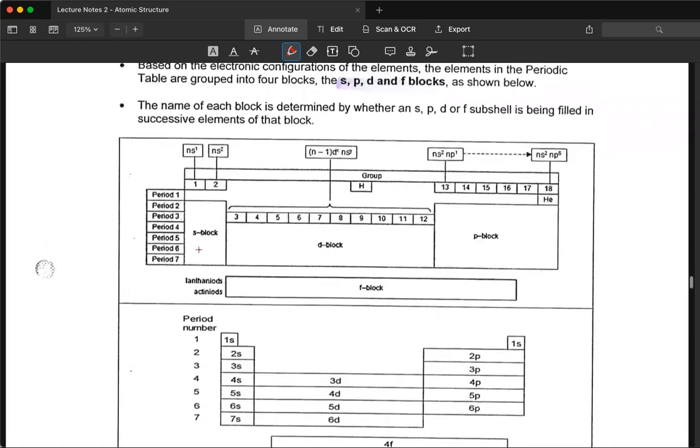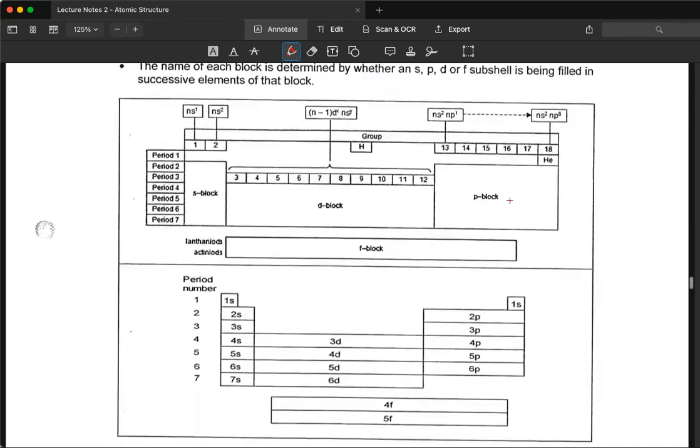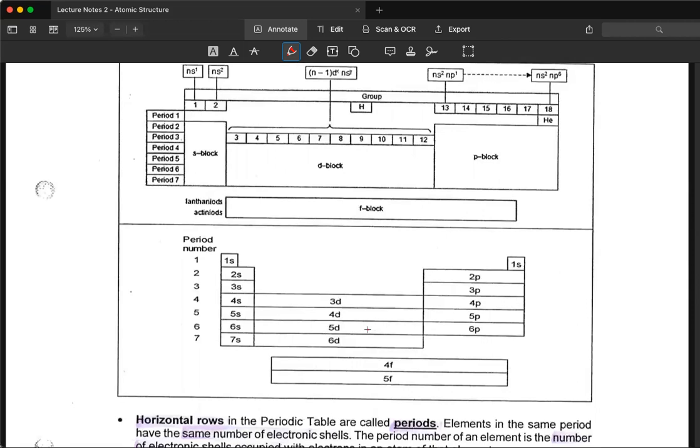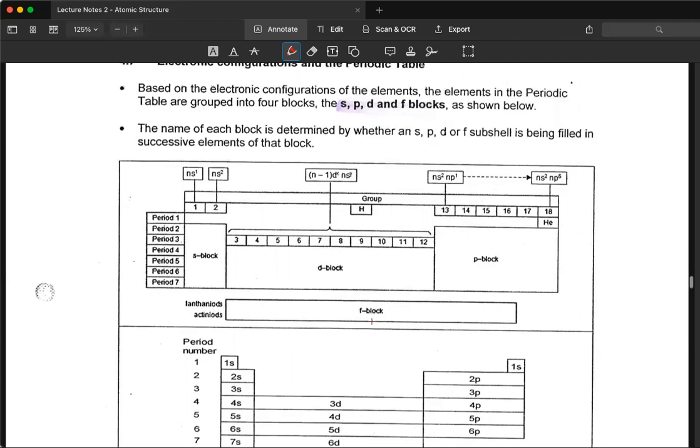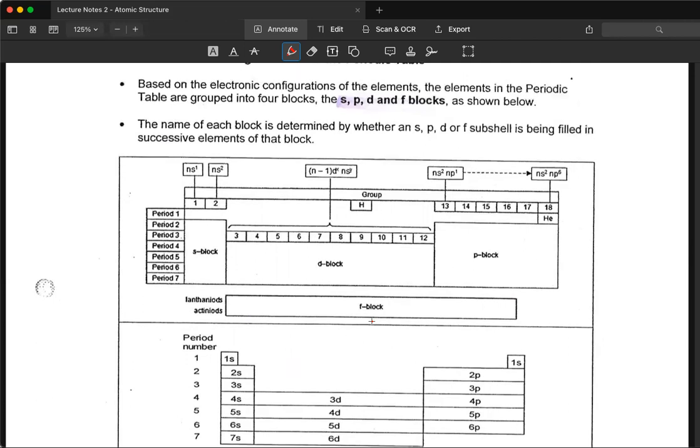So the S block is mainly groups 1 and 2. The D block is the transition metals from group 3 to group 12. Groups 13 to 18 are the P block. Okay, so this is the subshell they have, and F blocks here. So 1s, 2s, 3s, 4s, 5s, 6s, 7s, 3d, 4d, 5d, 6d, 2p, 3p, 4p, 5p, 6p, 4f, 5f. So this is the subshell they will fill up.